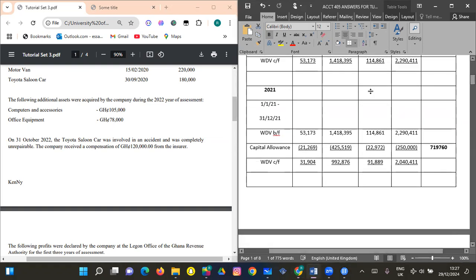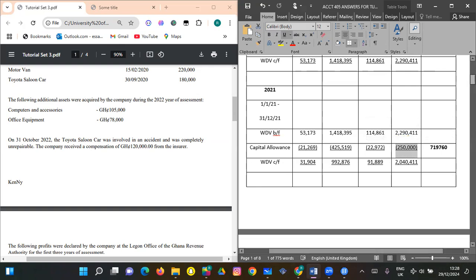So 2021 will have a full year, right? It will start from 1st January and end on 31st December. So there wouldn't be any 306 over whatsoever. It will be running with a full year. So 1st January 2021 to 31st December 2021, we'll be having this written down value brought forward. Then 40% applied to this, 30% applied to this, 20% applied to this, and then 10% applied to the cost. Take note, this is for pool 4 and 5. They are applied on the cost.